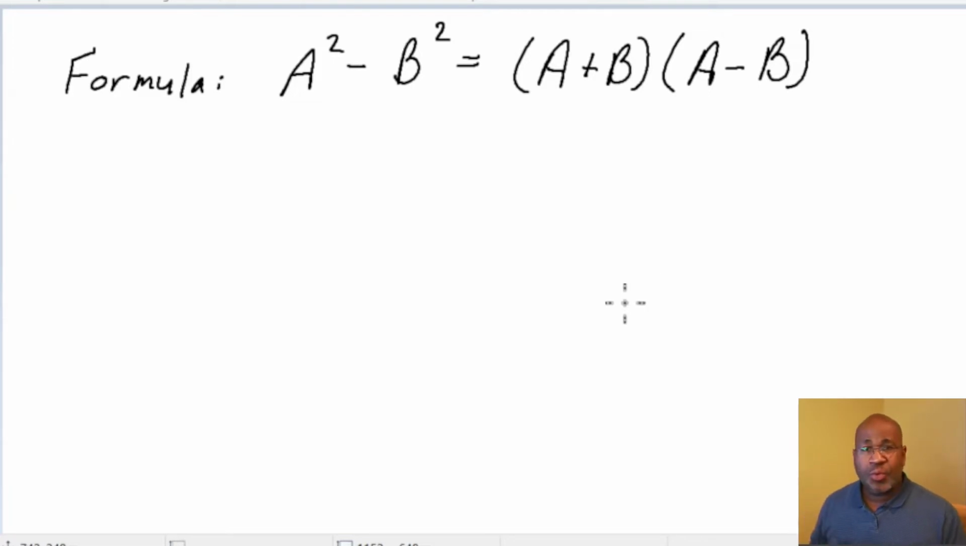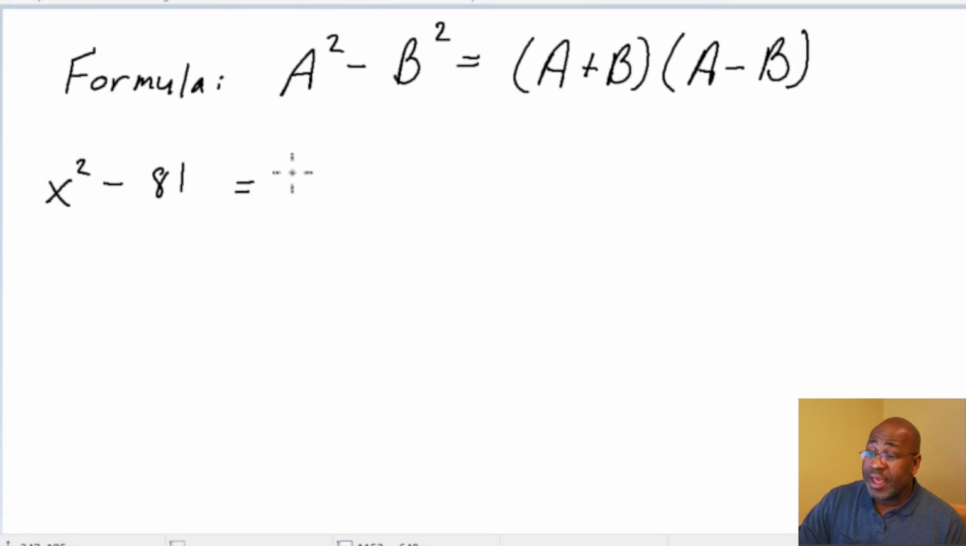So the first thing that we want to look at here and make sure that we have is that both of our terms are perfect square terms and that we're taking the difference between the two. So let's take a look at a couple of examples. For our first example, we're going to take a look at x squared minus 81. First thing we see is that both of these terms are in fact perfect squares. X squared is just x squared. And 81, we can write that as 9 squared.